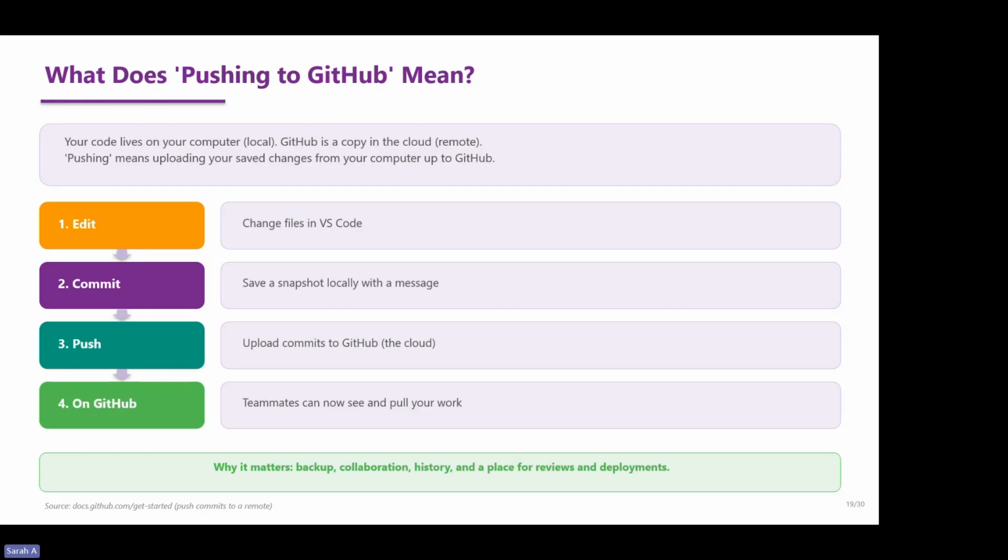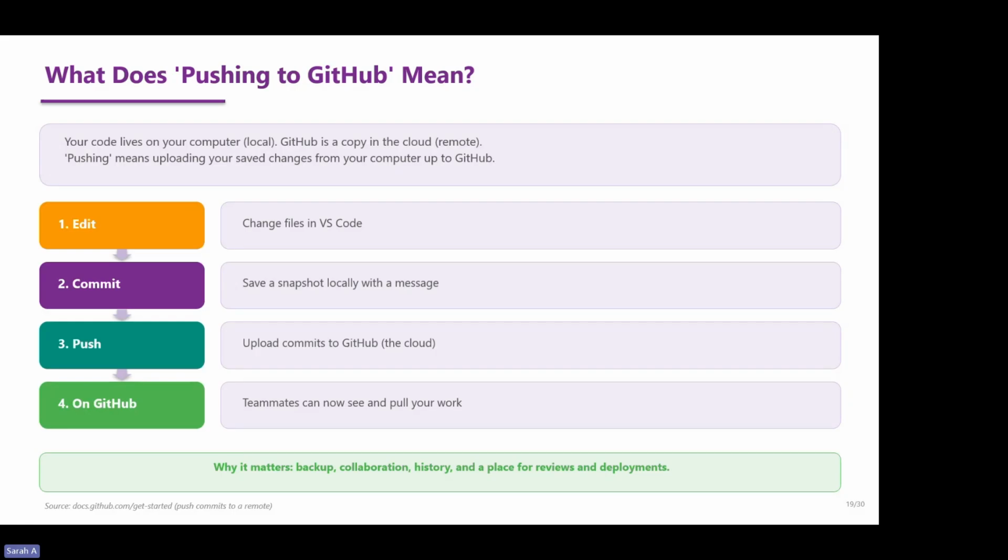So your code lives in your computer. We call that local. GitHub is a copy of that code sitting on Microsoft servers in the cloud. We call that remote, and that's it. Local means laptop. Remote means GitHub. Just two things. And pushing means uploading your saved changes from your laptop to your GitHub. That's the whole concept, right?